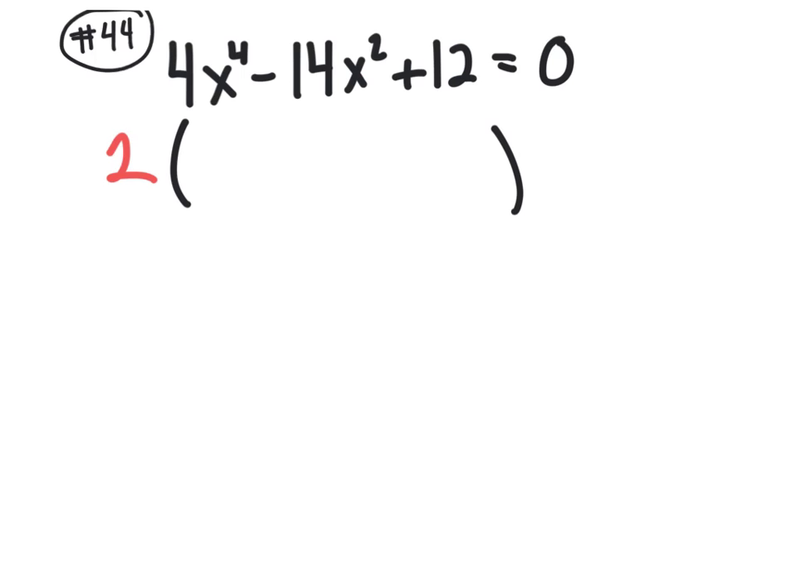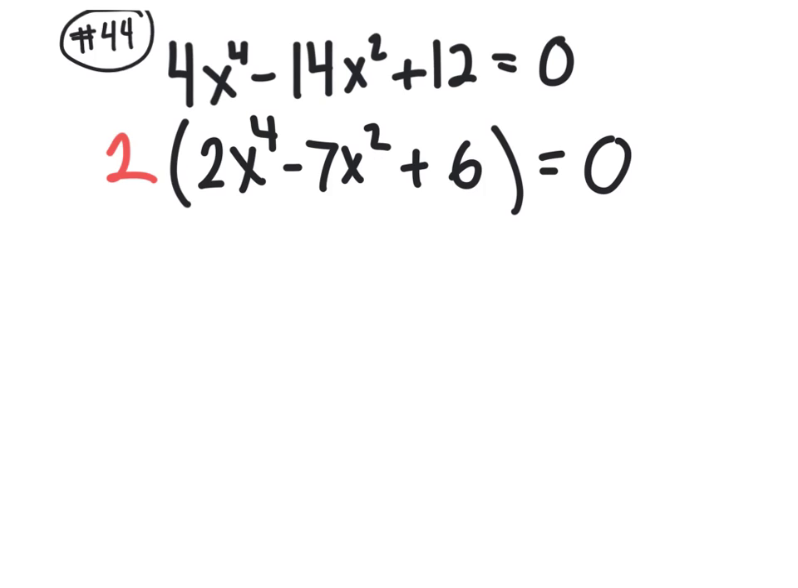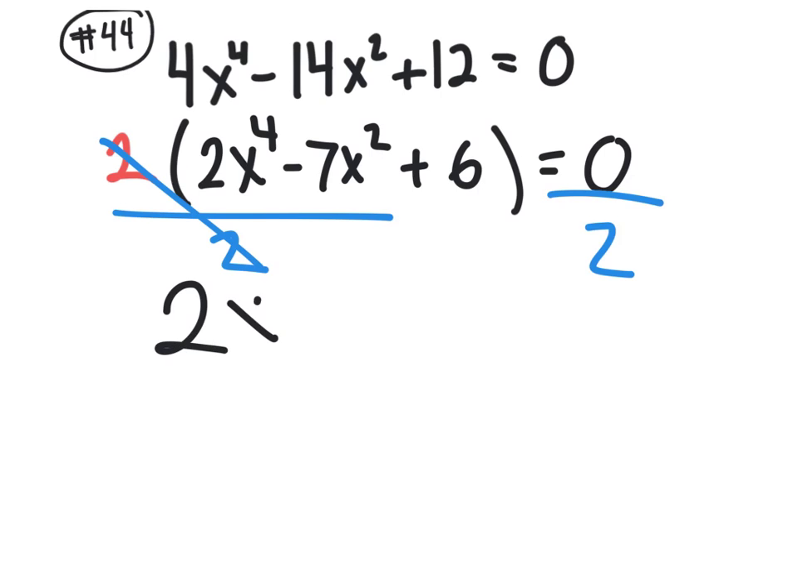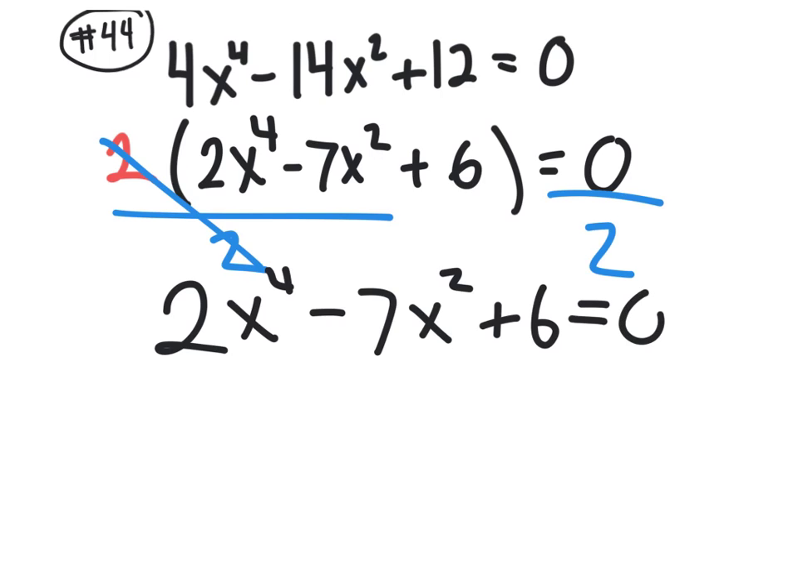So let's pull out a 2, and we're going to have a 2x to the 4th minus 7x squared plus 6, correct? Still equal to 0. And technically, since this is an equation, I could do whatever I want to an equation as long as I do it to both sides. So if I wanted to, I could divide by 2 here, cancels, divide by 2 here, and you're going to end up with 2x to the 4th minus 7x squared plus 6 equals 0. So I made this equation a little bit nicer. It's still a 4th degree trinomial.